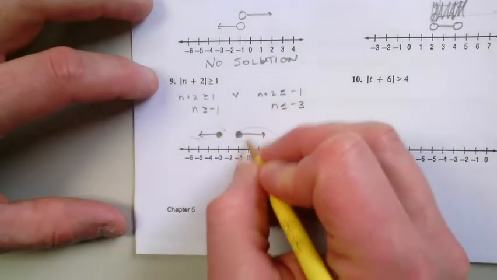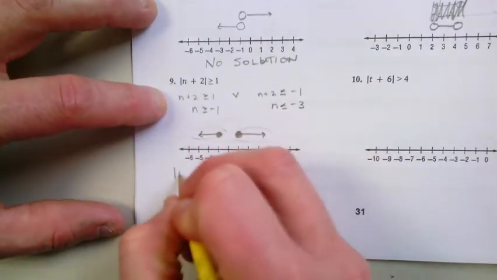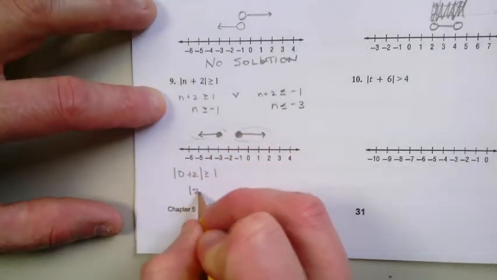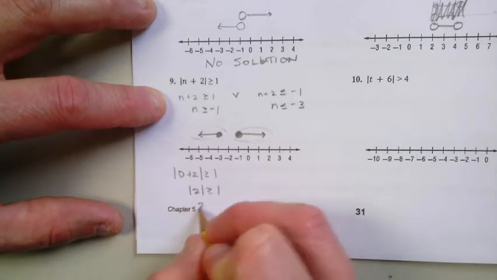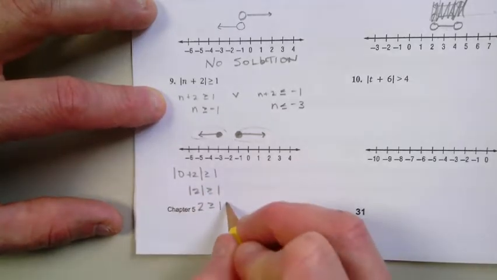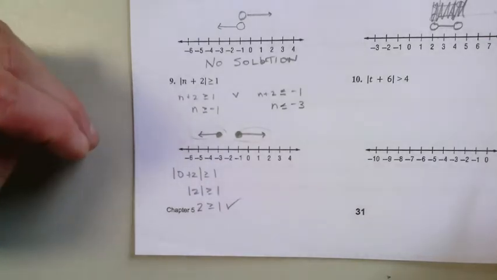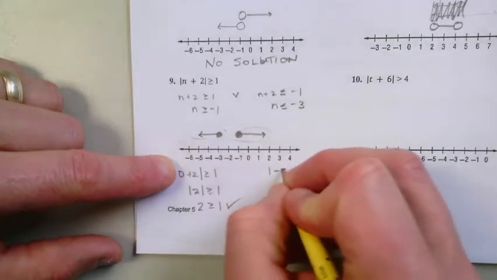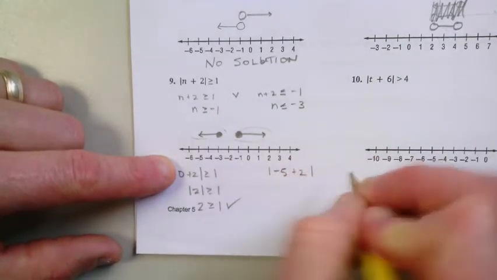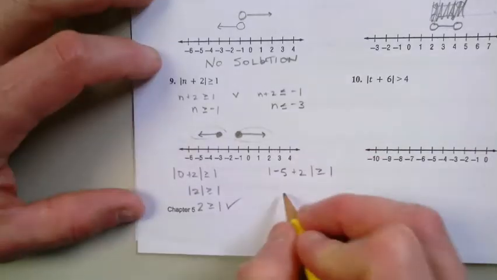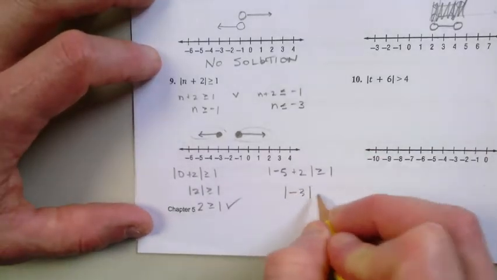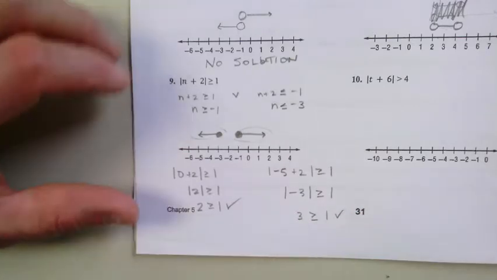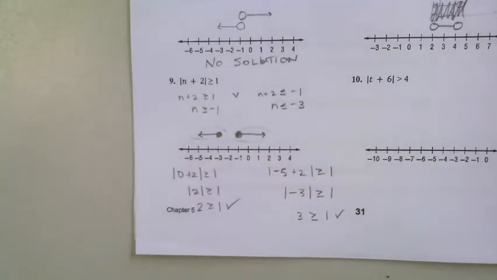Let's just kind of test that here. Let's say I use 0 from this one. Okay, if I do absolute value of 0 plus 2 is greater than or equal to 1, I have the absolute value of 2 greater than or equal to 1. That means 2 is greater than or equal to 1. This is true. Check. Let's say I use negative 5 down here for the other one. Absolute value of negative 5 plus 2 is greater than or equal to 1. We have an absolute value of negative 3 greater than or equal to 1. That makes 3 greater than or equal to 1. That is true. Okay. So again, I can use any number from both those.